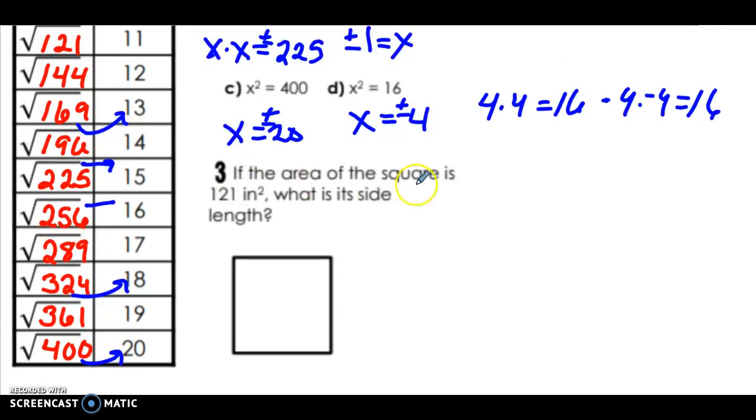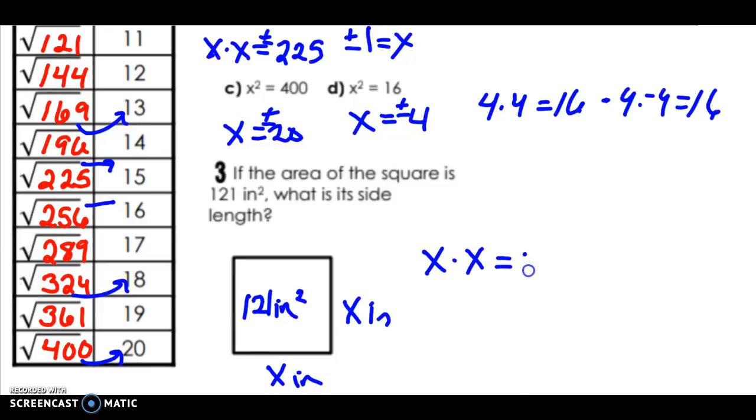So this one says if the area of the square is 121 inches squared, so that means the whole area is 121 inches squared, what is its side length? So how many inches are each side so that it equals 121? So if you think about it, you take length times width, and that equals your area. So what number times itself will give you 121? Well, you can look back up to your chart and you'll see that that must be 11. So x equals 11.